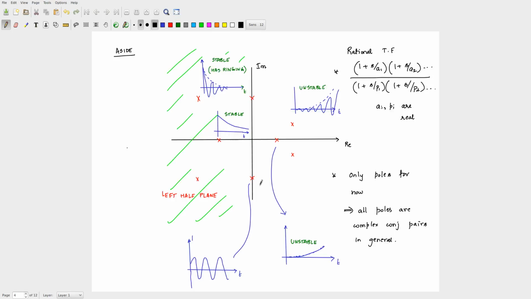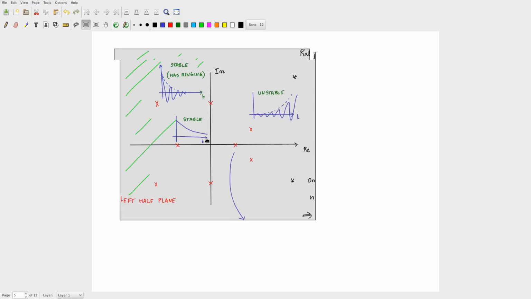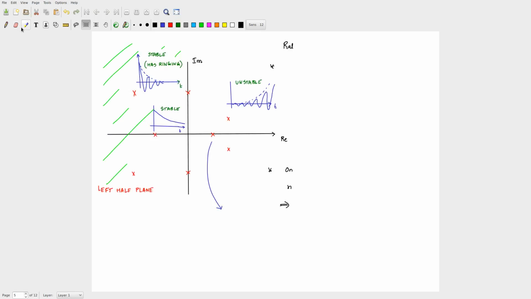Okay, now I have a pole zero plot like this, right? And I am drawing the frequency response. What is the connection between your pole zero plot and your frequency response? So I have some pole zero plot. Let me just clean up stuff that I don't need. Okay.